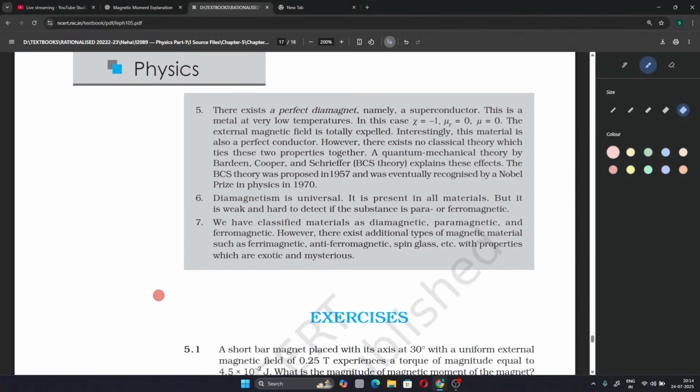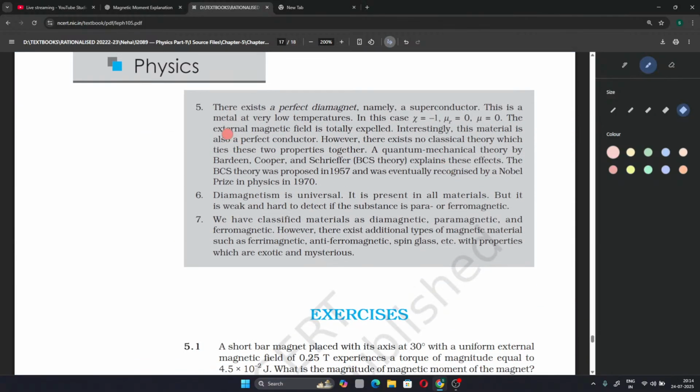There exists a perfect diamagnet, namely a superconductor. This is a metal at very low temperatures. In this case, chi equals -1, mu r equals 0, mu equals 0, and the external magnetic field is totally expelled. Interestingly, this material is also a perfect conductor. However, there exists no classical theory which ties these two properties together.